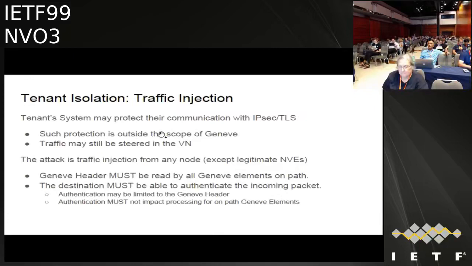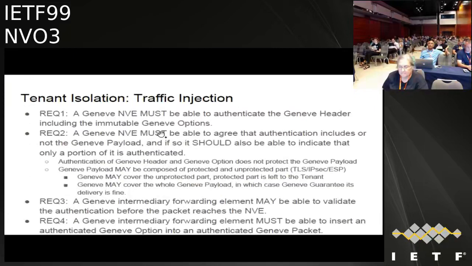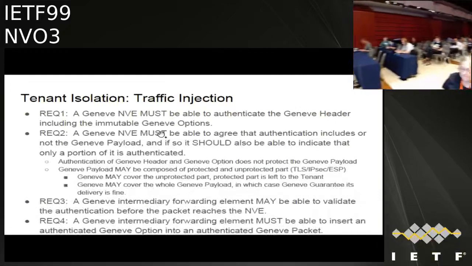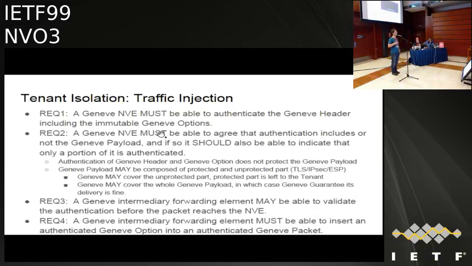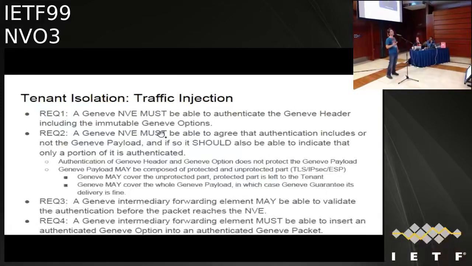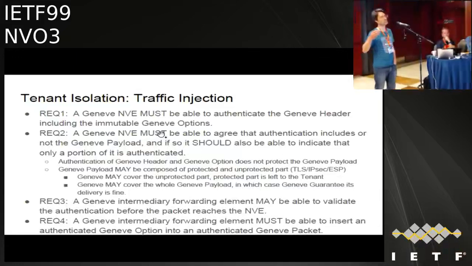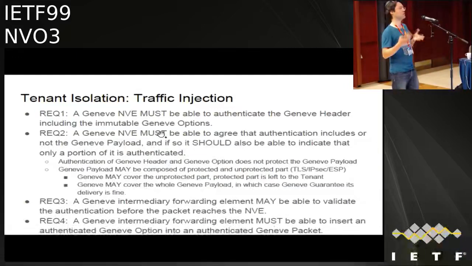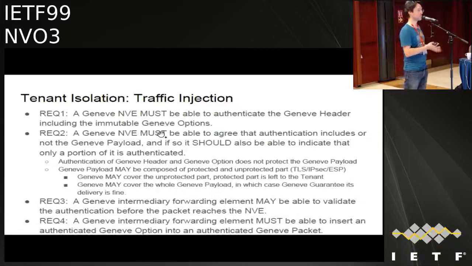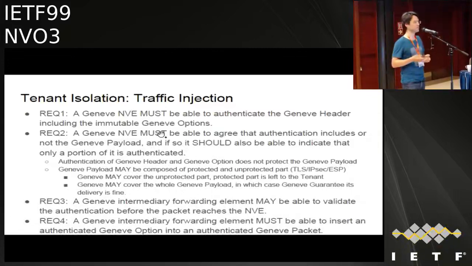Here are some of the requirements we came up with in order to avoid traffic injection. When you're evolving within a virtual network, you don't want any illegitimate packets going into your virtual network. So the first requirement is that a Genevieve NVE must be able to authenticate the Genevieve header, including the immutable Genevieve options. This means that a Genevieve packet where you have switched one bit in the VNI won't be able to reach the modified target, for example. But that's, of course, not enough.